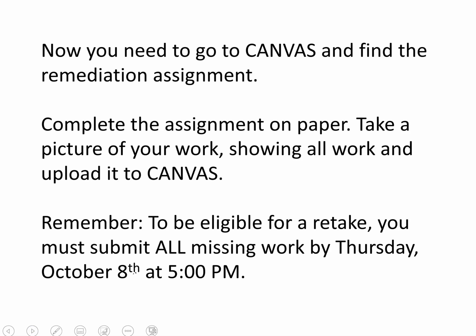So here's what you'll need to do. On Canvas, there will be a remediation assignment. And since then, I've also posted an extra video on the new way to do segment partitioning. Complete that assignment on paper. Take a picture of your work, show all your work, and upload it to Canvas. And that has to be in to me by Thursday at 5 p.m. Because Thursday night, I will go and check and see who has done all the work they need so I can make a list of who can take the retake on Friday.